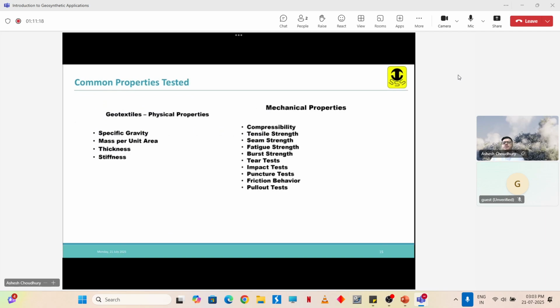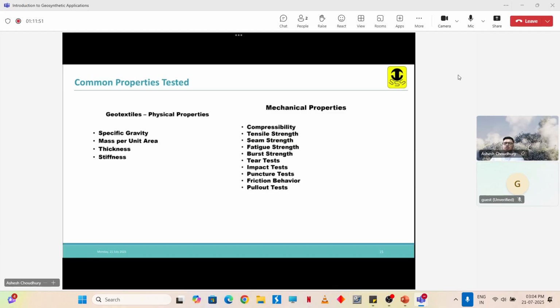Now these are some of the basic properties of geotextiles, physical properties and mechanical properties. Physical properties: we have specific gravity, mass per unit area, thickness and stiffness. Mechanical properties: compressibility, tensile strength, seam strength, fatigue strength, burst strength, tear test, impact test, puncture test, friction behavior, and pull-out test. That's a huge area of properties. So all these details you can find in the book. Though we do not have time to discuss everything in detail, we will discuss some. A little bit we will discuss.